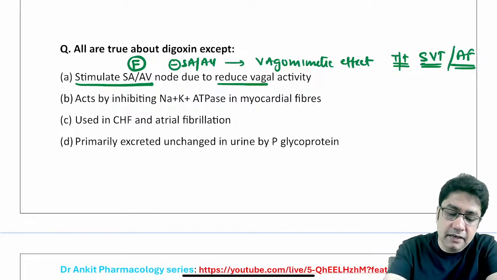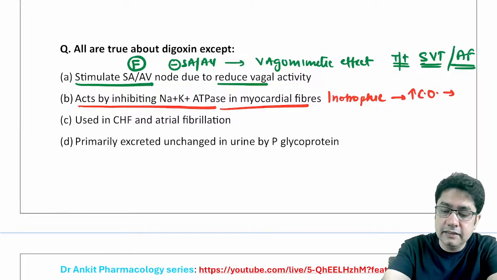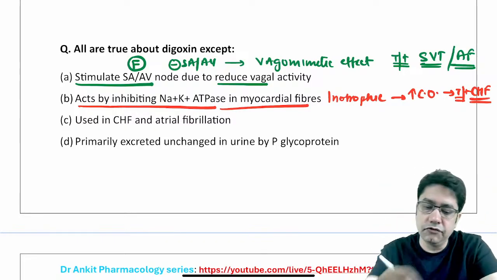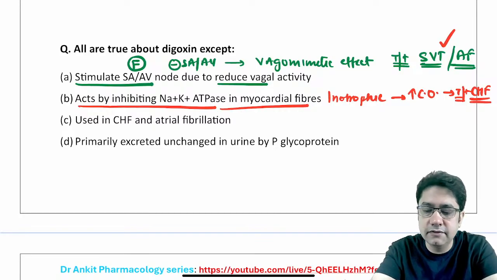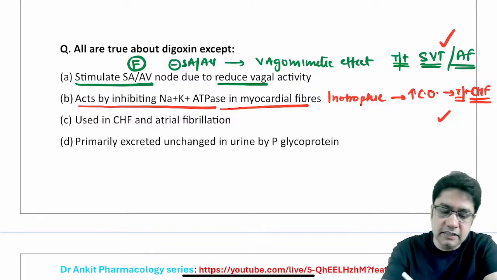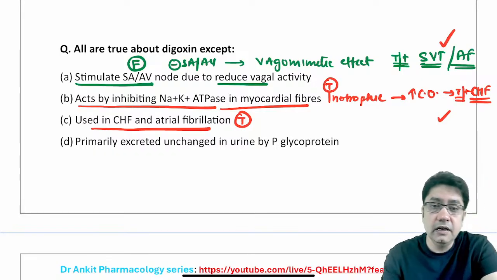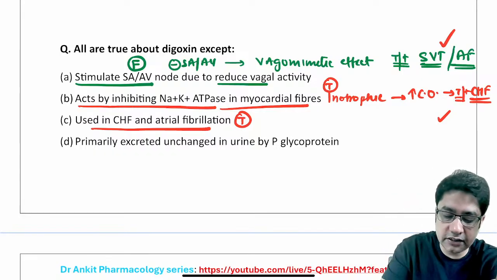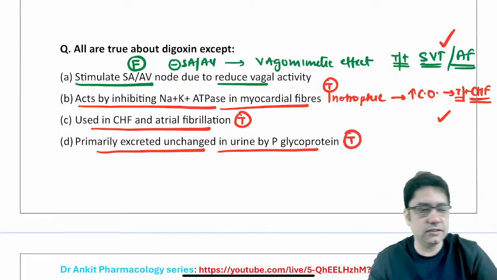Yes, digoxin inhibits sodium potassium ATPase in myocardial fiber, which produces an inotropic effect. And the inotropic effect will increase cardiac output. It is given in the treatment of CHF, chronic heart failure. So the first use of digoxin is SVT because it inhibits SA node and AV node just like the vagus nerve. The second use is CHF. So it is given in the treatment of CHF and atrial fibrillation. True statement. Digoxin, we have discussed on the first day, is excreted unchanged in urine by P glycoprotein. Yes, we have discussed. It is excreted by the kidney.